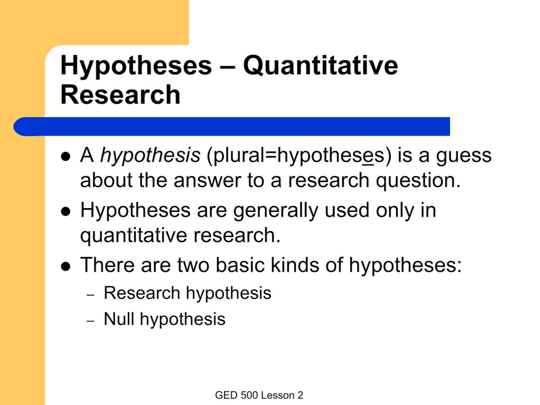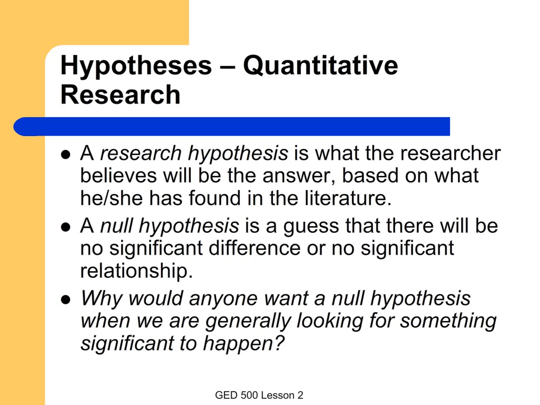It is really just a guess, a theory about what the answer to a research question is going to be. Hypotheses are generally only used in quantitative research, and there are two basic kinds of hypotheses. There's a research hypothesis and a null hypothesis. A research hypothesis is what the researcher believes will be the answer to a question based on what they found in the literature. So again, this is where the literature has to be connected into your questions.